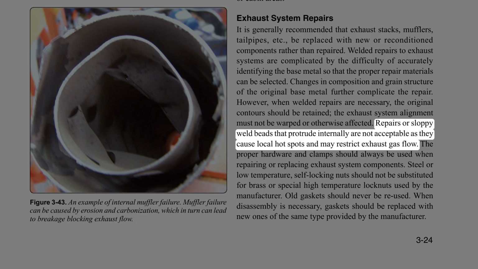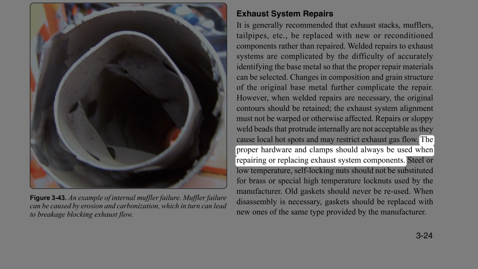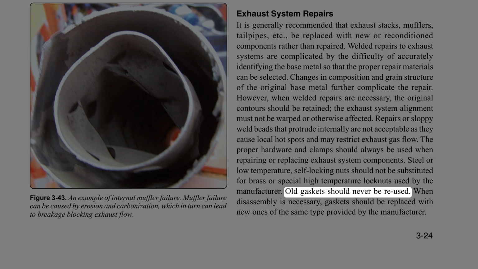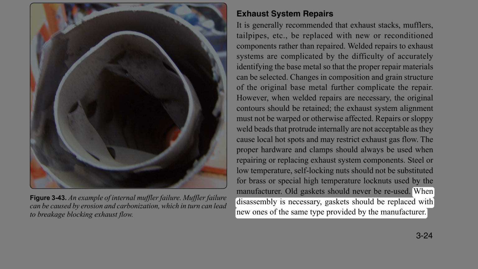Repairs or sloppy weld beads that protrude internally are not acceptable, as they cause local hotspots and may restrict exhaust gas flow. The proper hardware and clamps should always be used when repairing or replacing exhaust system components. Steel or low temperature, self-locking nuts should not be substituted for brass or special high-temperature lock nuts used by the manufacturer. Old gaskets should never be reused. When disassembly is necessary, gaskets should be replaced with new ones of the same type provided by the manufacturer.